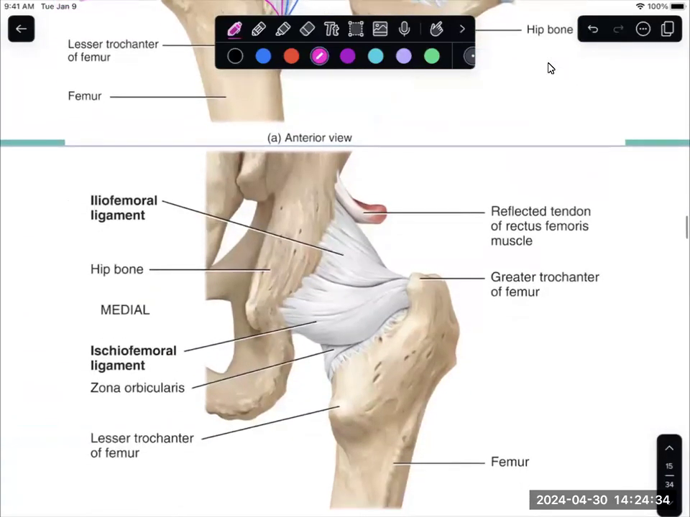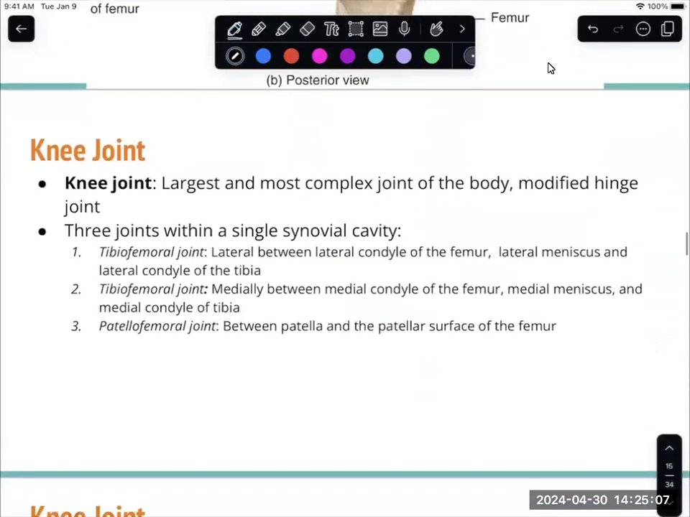Then the other ligament that we have to look at the back to see is that ischiofemoral ligament. So it goes from that ischium in the back to that femur. You can see part of that iliofemoral up at the top. You're not going to see that pubofemoral just because that's only from the front. Those are the only ligaments that you need to know off of this specific hip joint.